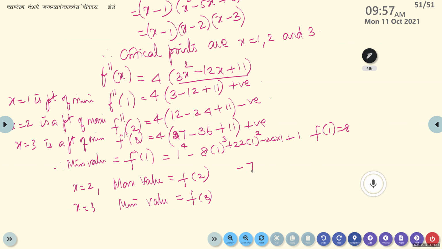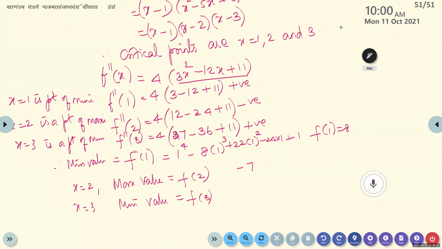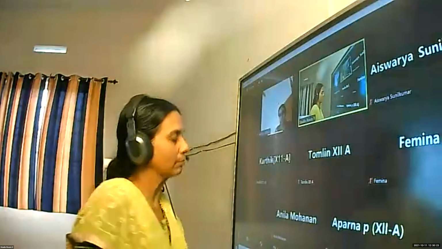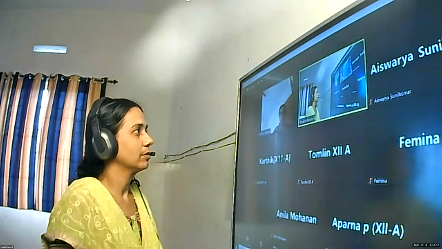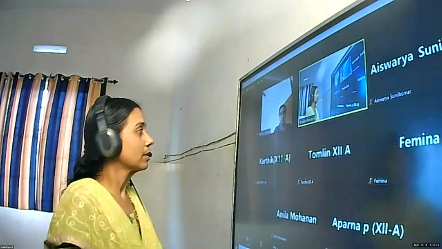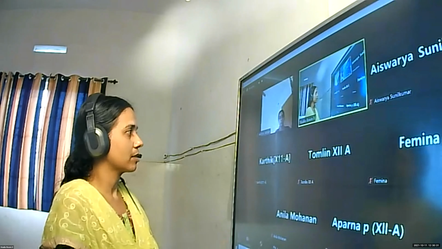Do it and give your answer. Minus 10. Minus 8. Check it. Is it negative 8? Yes, ma'am. Aishwarya, check your answer. Okay, it is negative 8. This is how we find out the maxima and minima using the second order derivative test.